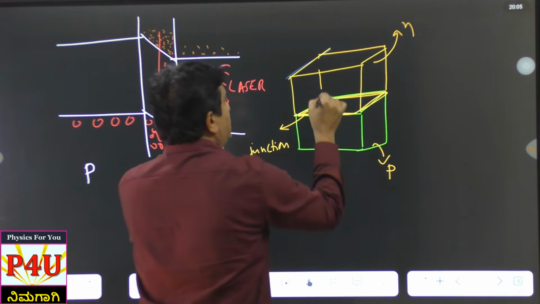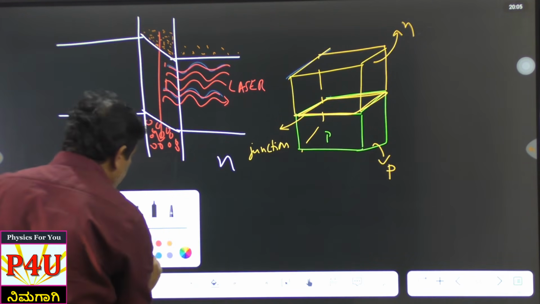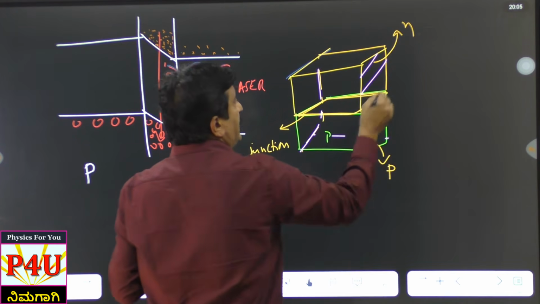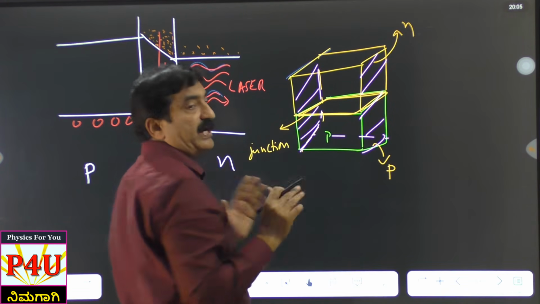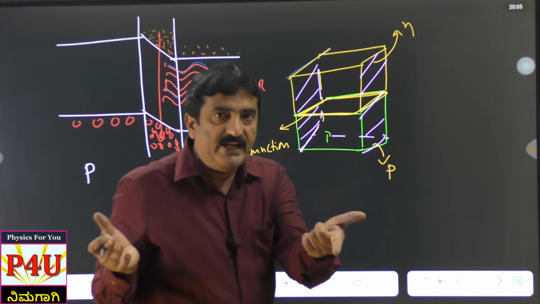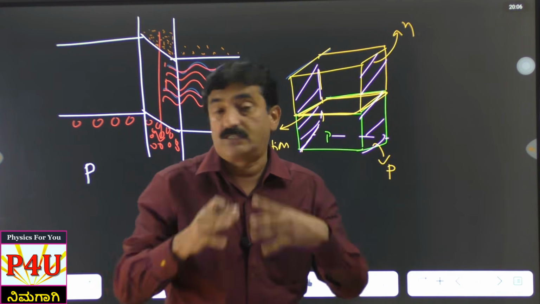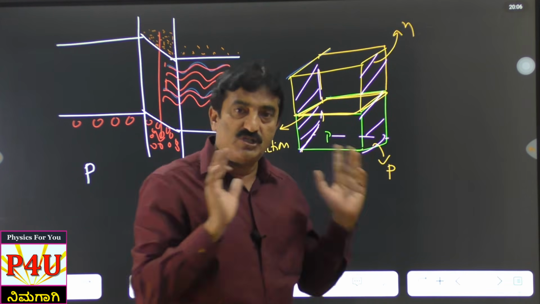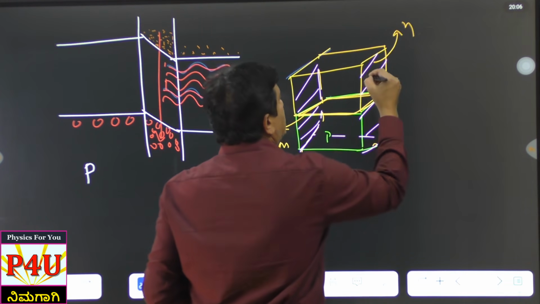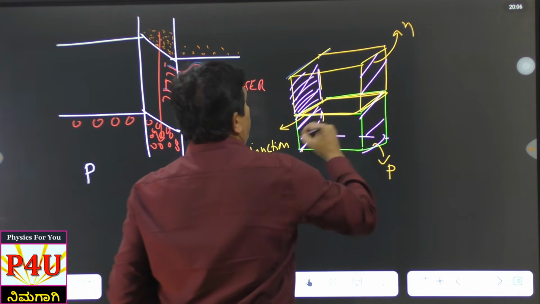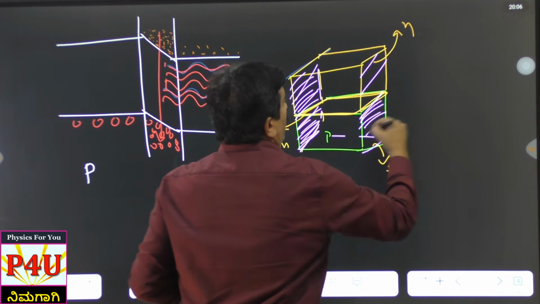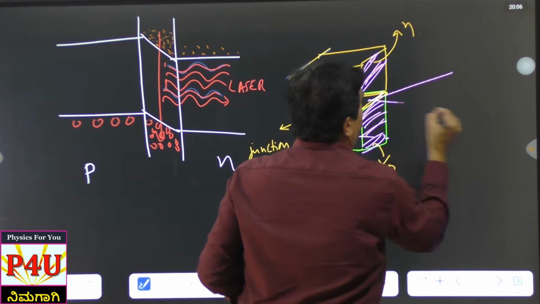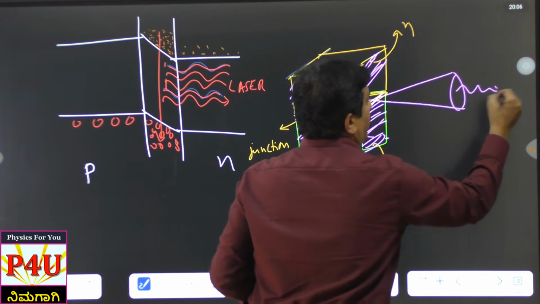These two faces are polished and silvered. Why? Because I need what is called a resonance cavity. So there should be reflection to and fro. Therefore, these two are polished and silvered. One surface is 100% polished, and this one is partially polished, so that there will be one opening. From this opening, laser is coming out like this.